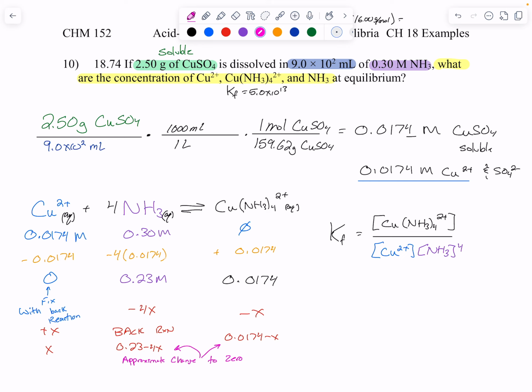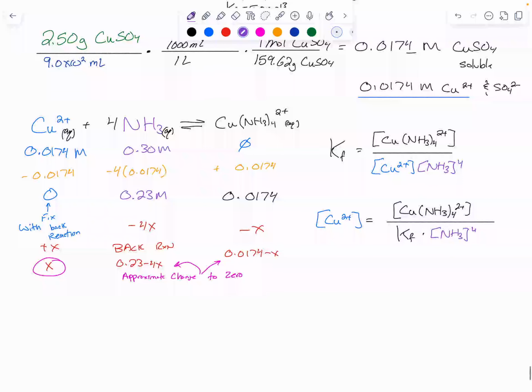But we still have to solve for that x. So we're going to solve for that. Now, rearranging, Cu2+ would equal our Cu(NH3)4 2+ over Kf times the concentration of NH3 to the 4th. If that makes sense to you guys, hopefully it does.